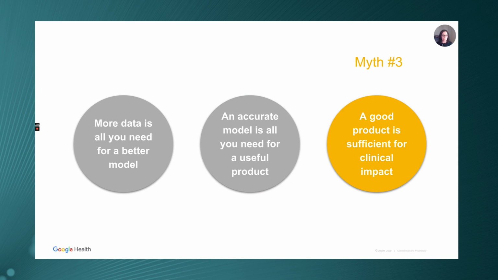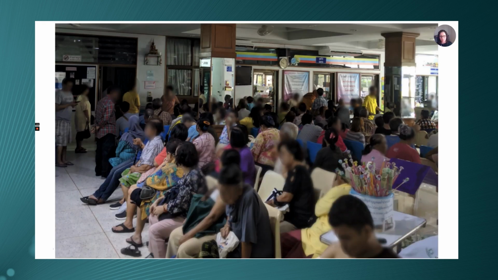Okay, myth number three, a good product is sufficient for clinical impact. So we have an accurate model, we put it in a very usable product that is easily integrated into clinic workflows. But if people don't have access to it, then we actually have not solved the problem. And this has nothing to do with machine learning in particular, right? This is about healthcare systems.